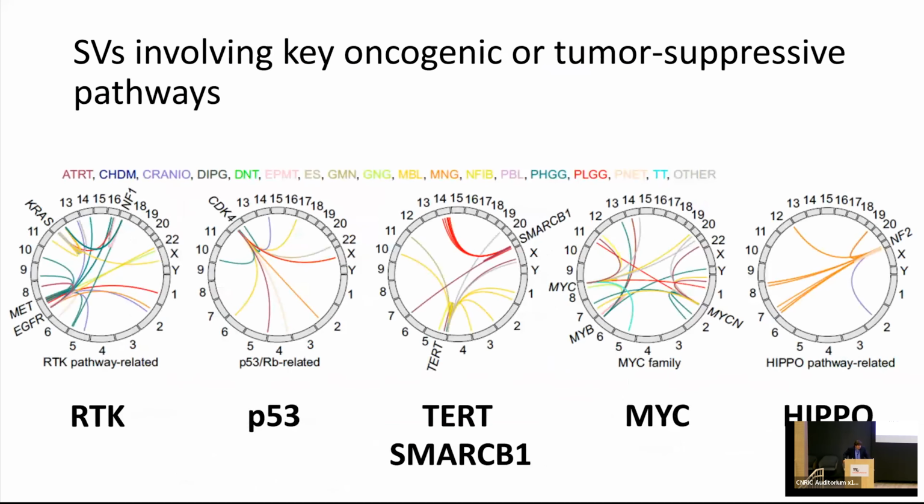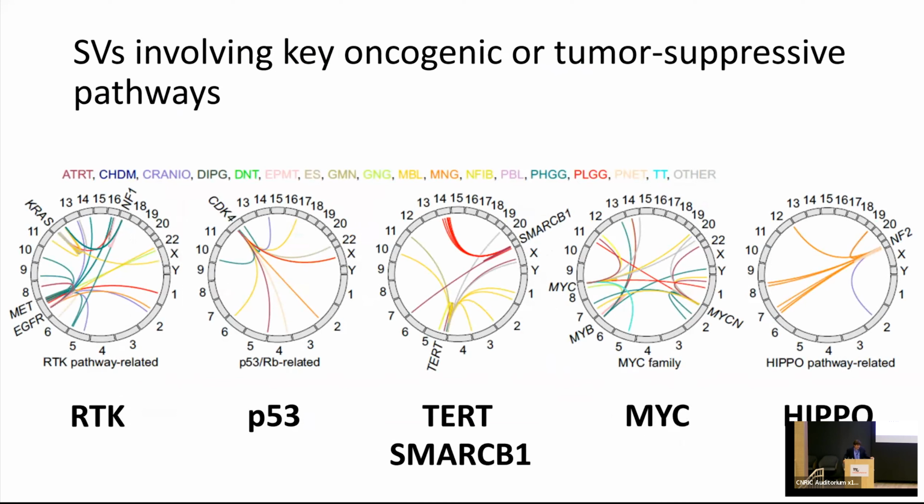These circos plots would visualize SVs involving key oncogenic or tumor suppressor pathways. So the circos plots would visualize the DNA being rearranged and moving from one part of the genome to the other in relation to some of these important oncogenes or tumor suppressor genes.